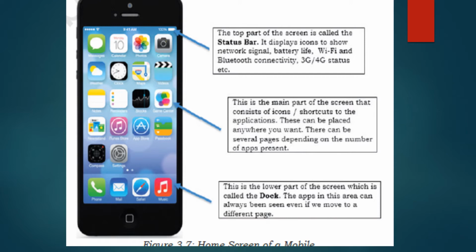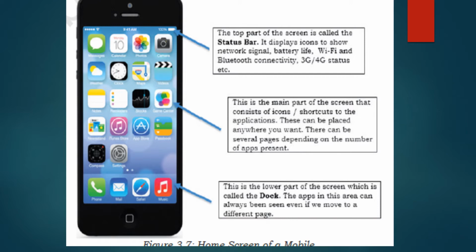Middle part. This is the main part of the screen that consists of icons and shortcuts to the applications. These can be placed anywhere you want. There can be several pages depending on the number of apps present. Next one is the lower part of the mobile phone. This is the lower part of the screen which is called the dock. The apps in this area can always be seen even if we move to a different page.